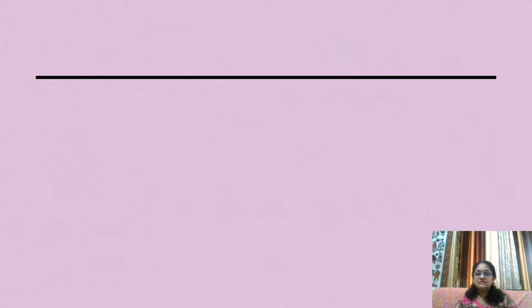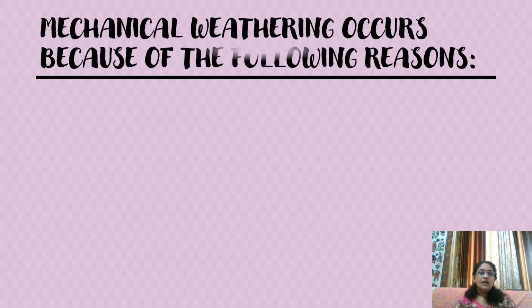Okay, the next part we'll see is: mechanical weathering occurs because of the following reasons. That means, why does physical weathering happen? Okay, what are the reasons for physical weathering? Physical weathering, I told you, is also called mechanical weathering. So don't get confused between physical and mechanical. Both are the same. Okay.